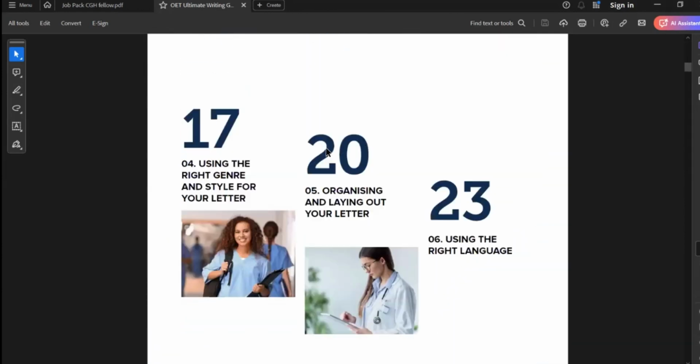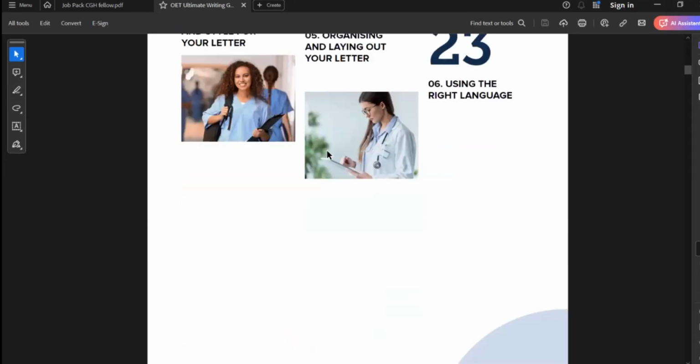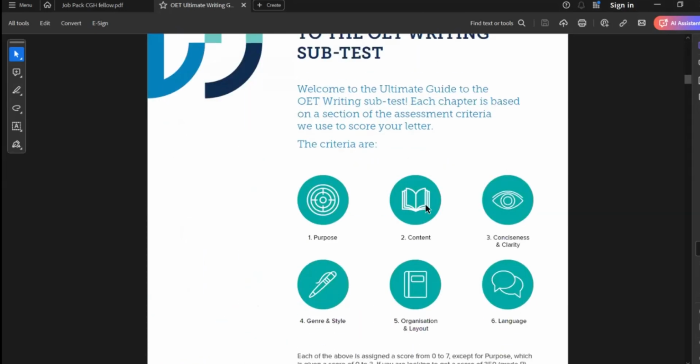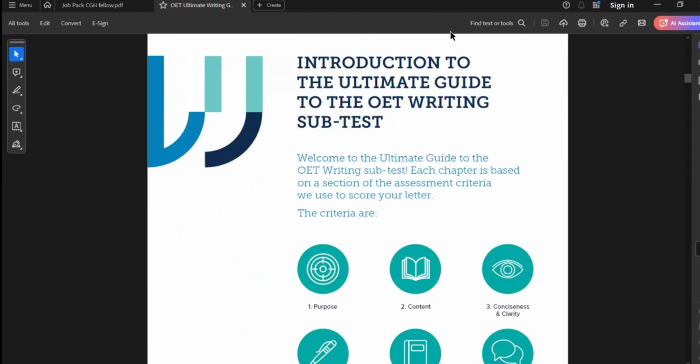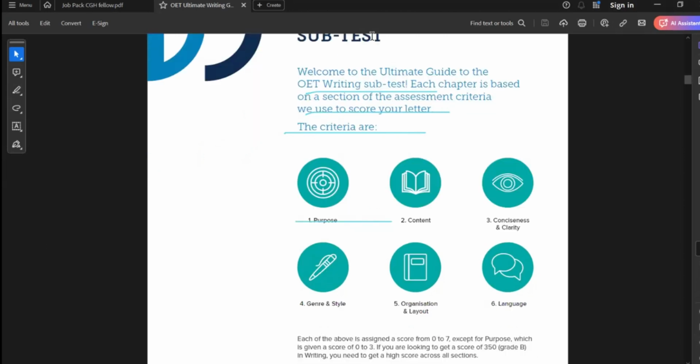Okay, so in this slide, as you can see, it is telling you the introduction to the ultimate guide to the OET writing subtest. What are the criteria? The criteria mentioned here are, as we can see, 6 criteria on which you are going to be assessed. First of all is the purpose. For example, what is the purpose of the letter? Is it a discharge letter? Is it a referral letter? Is it an update letter? What is the purpose of writing that specific letter?